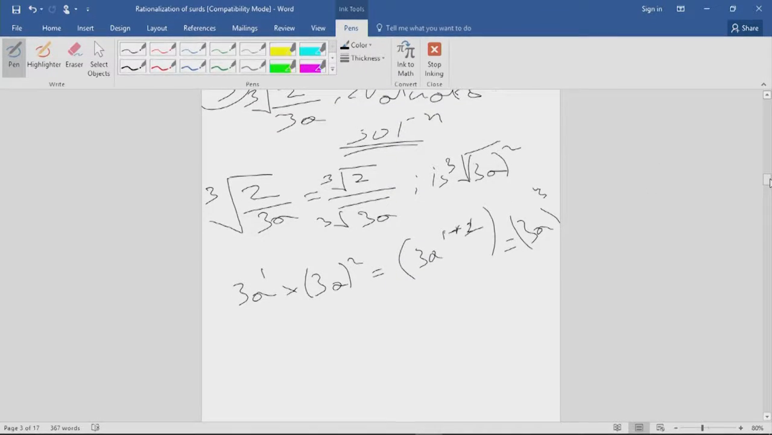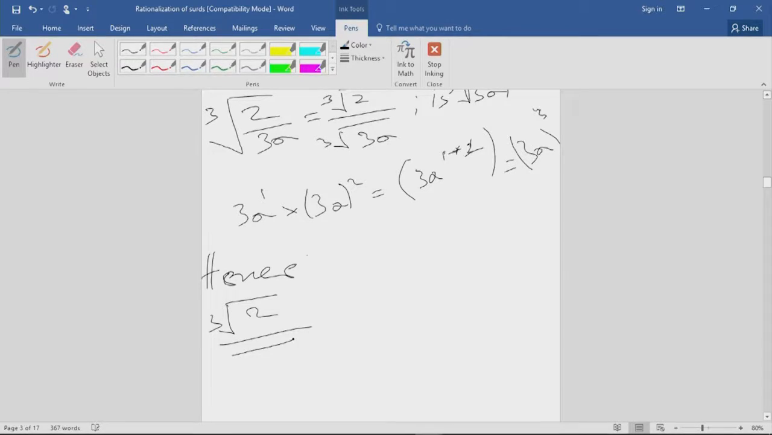Again, I explain myself again. We want a situation wherein when we rationalize the denominator, we find a value that will cancel or break off the value of the denominator there, which is the cube root of 3a. But the rational value that we can multiply there is what? It is the cube root of 3a square.